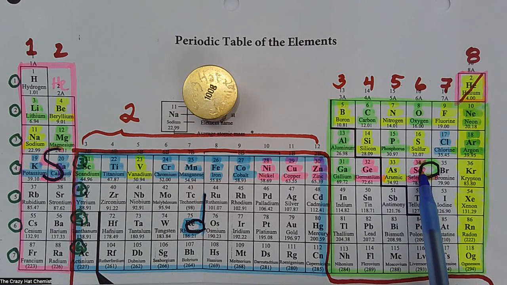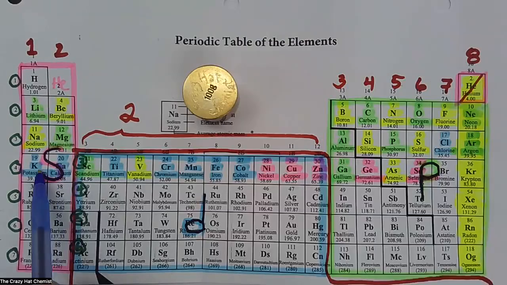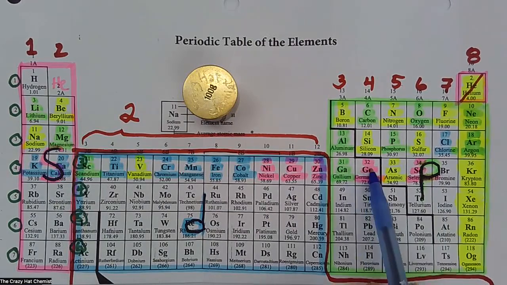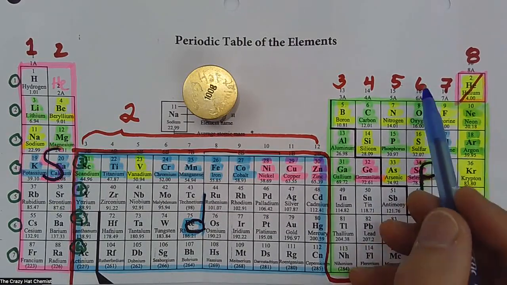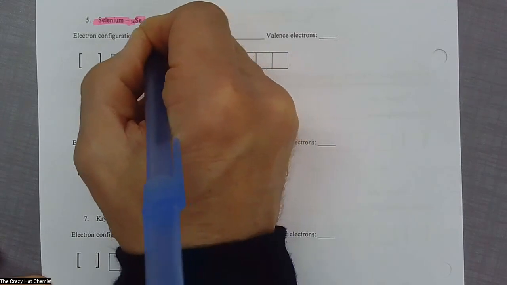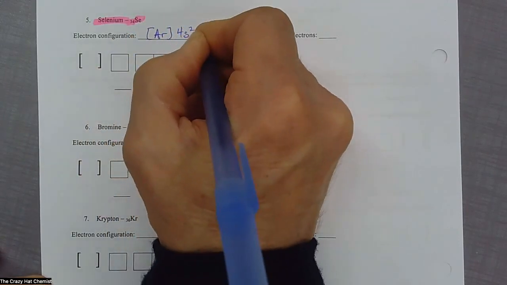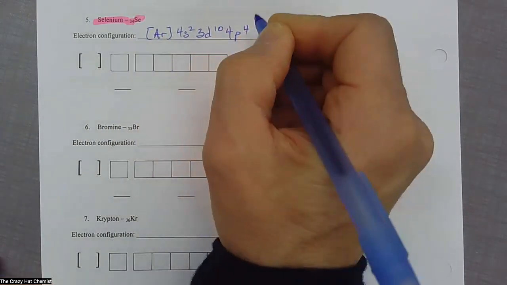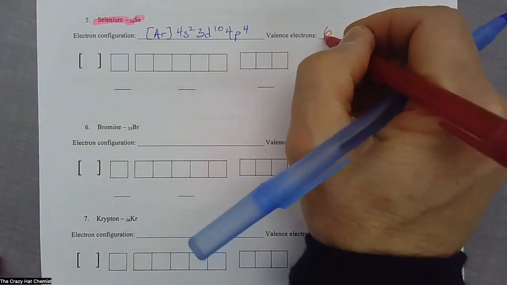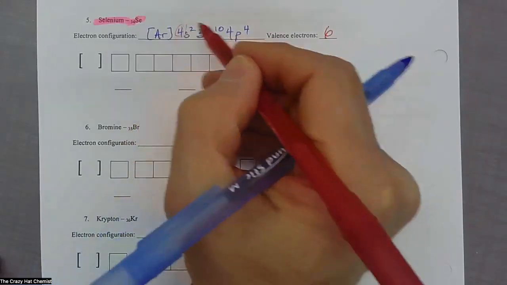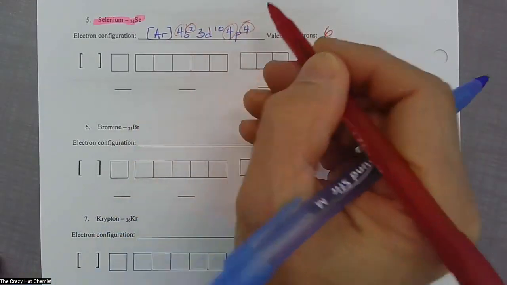And we're going to write that down. That's argon, 4s, 3d, 10, 4p, 1, 2, 3, 4. How many valence electrons? 6. So let's write this down here. That is going to be argon in brackets, 4s2, 3d10, 4p4. And then we had 6 valence electrons. You can see the valence electrons, the largest principal quantum number is a 4. We're going to sum up the 2 and the 4.